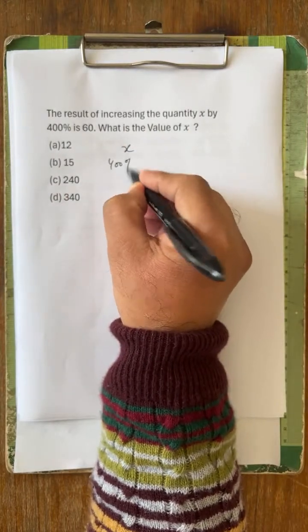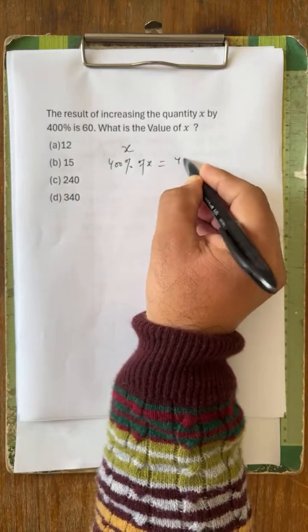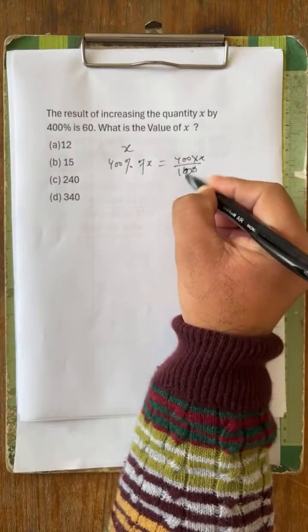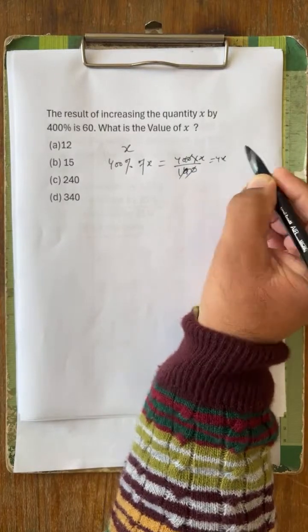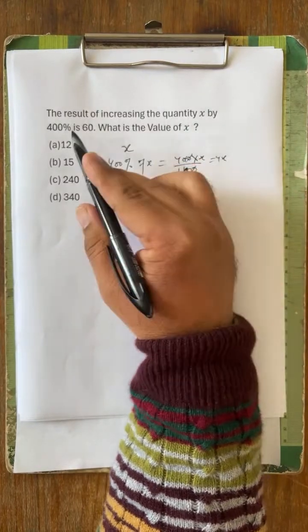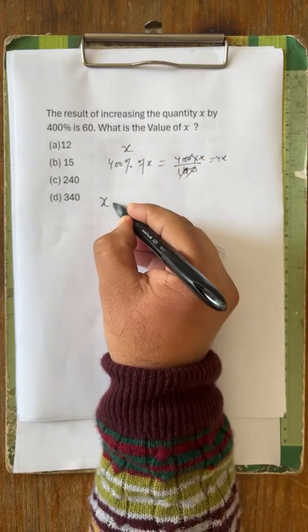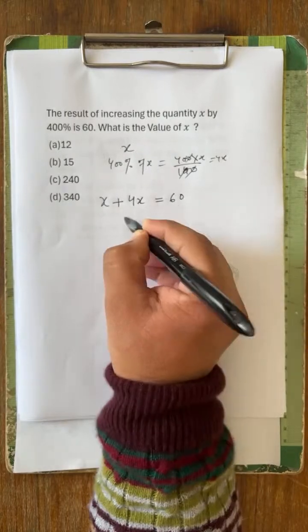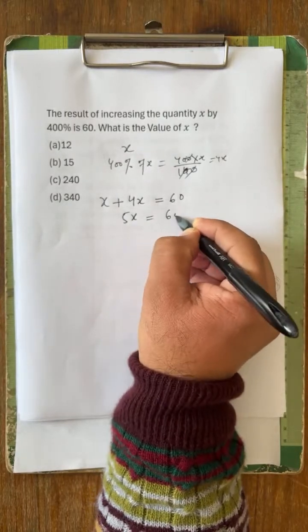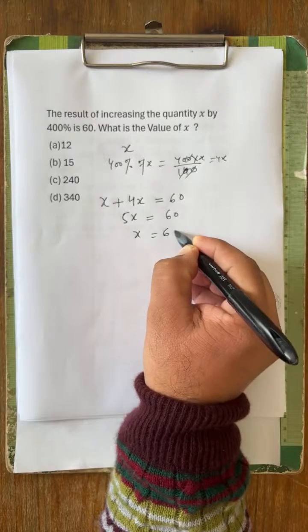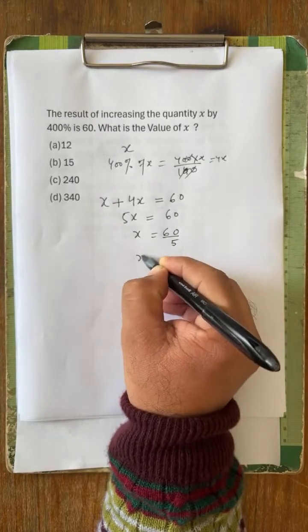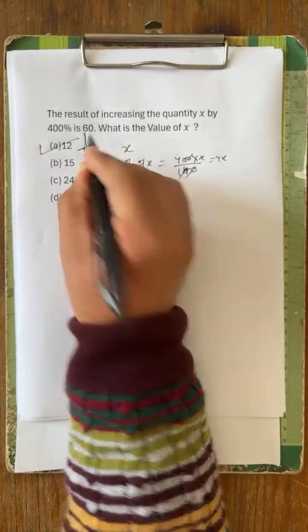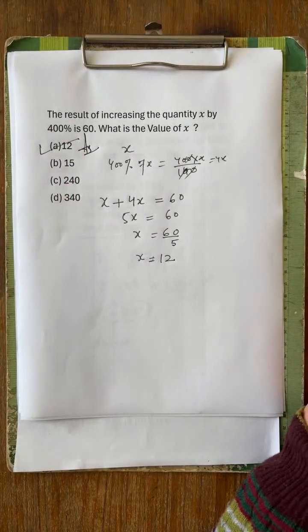So the quantity is x. 400% of x will be 400 into x upon 100, that is 4x. Now we have increased by 400%, so x plus 4x will be equal to 60. 5x is equal to 60. x will be 60 upon 5. So x will be 12. So 12, option A will be our answer.